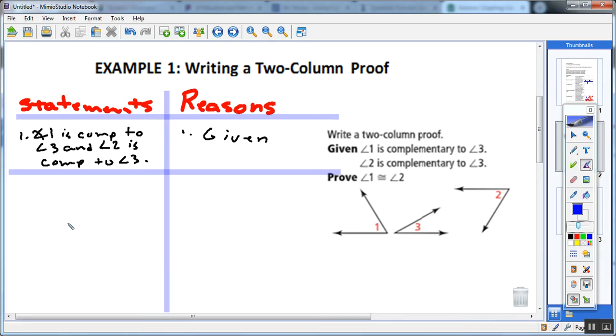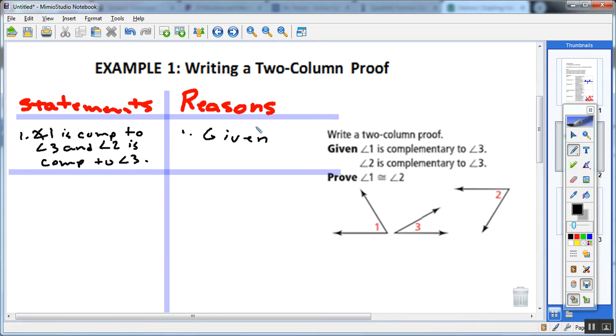So kids, our job right here is to prove that, what are we trying to prove here? Angle 1 is congruent to angle 2. Okay, that's where we've got to get to. So here's what we're going to do, okay?